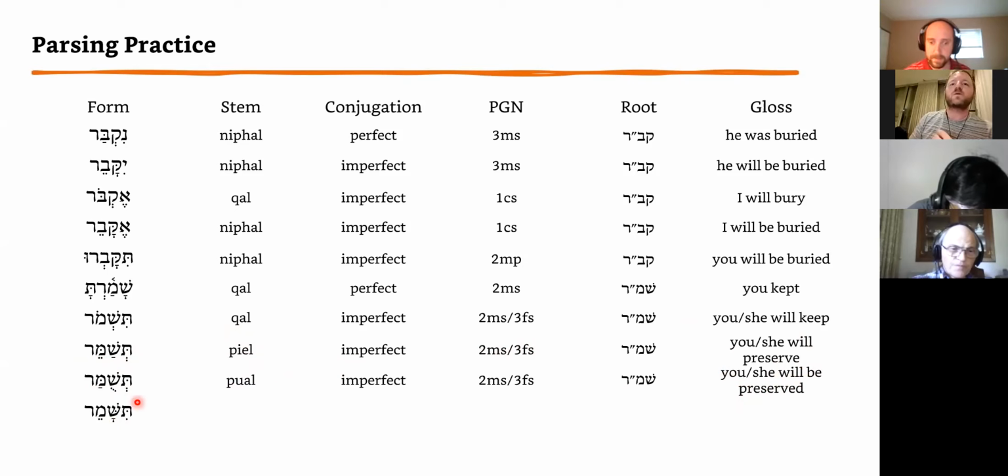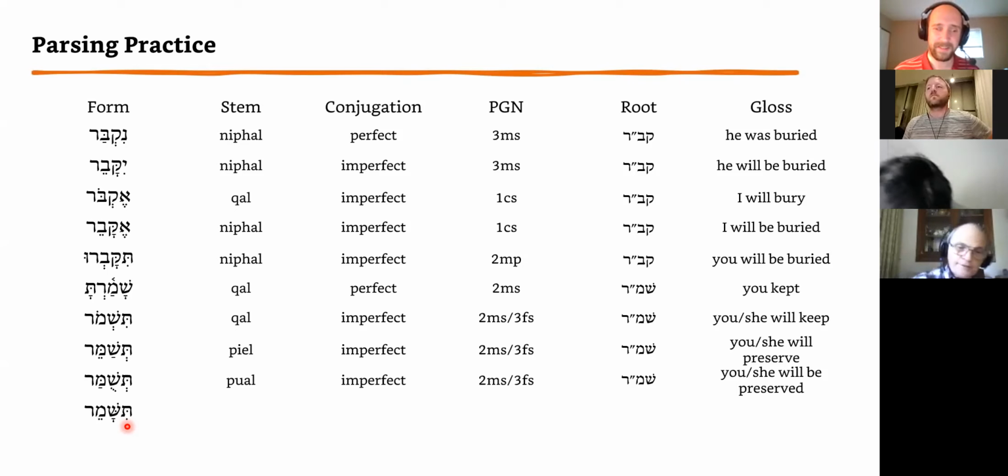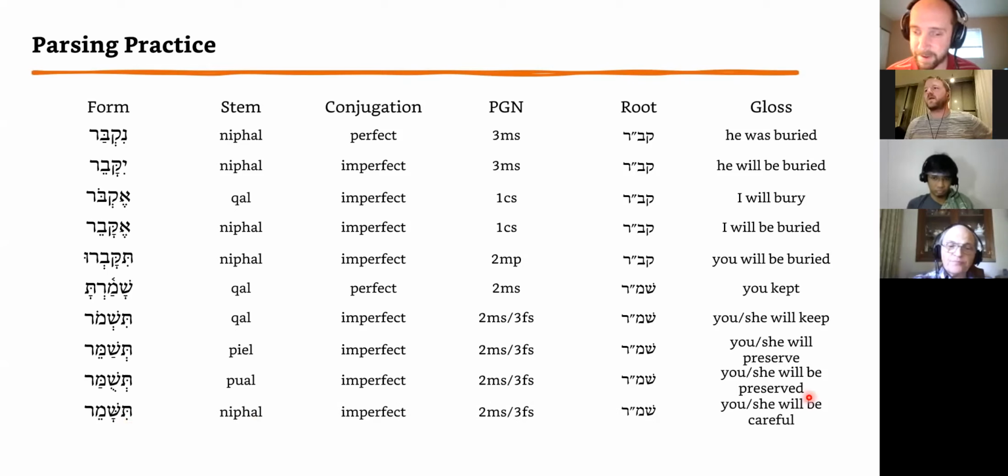Jonathan, you want to give us the last one? Sure. Tishamer. It's nifal, imperfect, second masculine singular, but it's also third feminine singular. Could be either one of those. From shamar, so you or she will be guarded or will be preserved. I wrote careful. I meant kept. Or be kept.